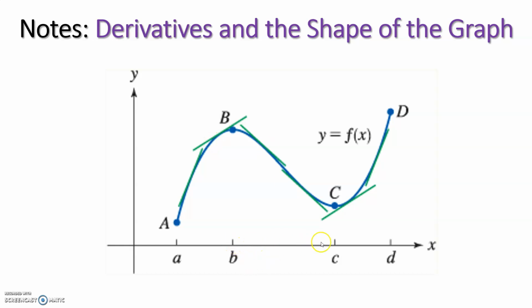Now, if we look from B to C, we can see that our curve is decreasing and that all of the tangent lines have slopes that are negative. And then from C to D, our original function is increasing and all of our tangent lines are once again positive. We're going to use this idea to help us today.